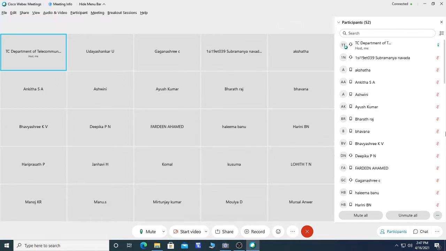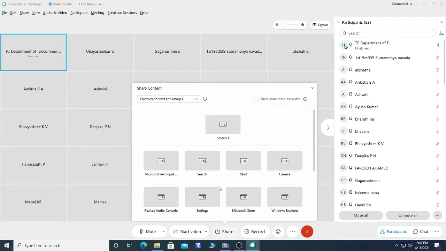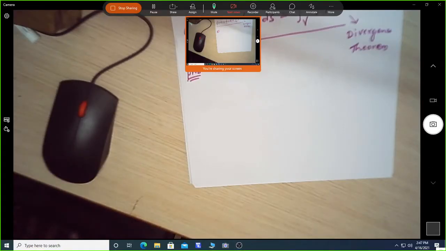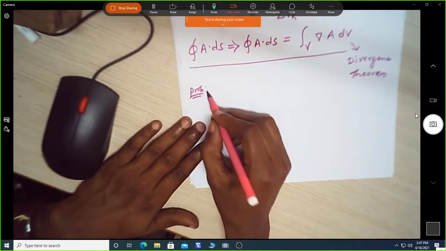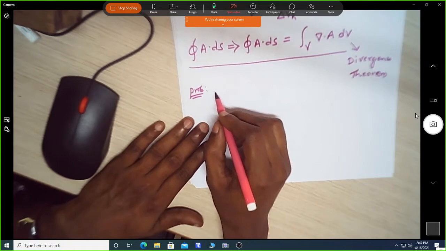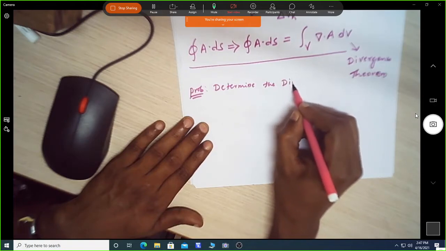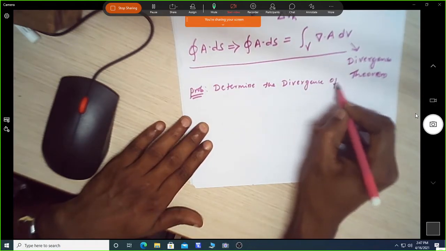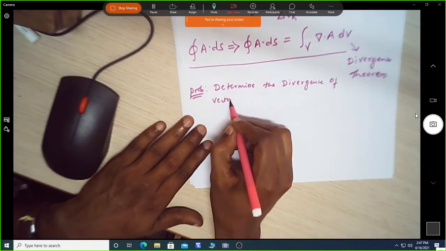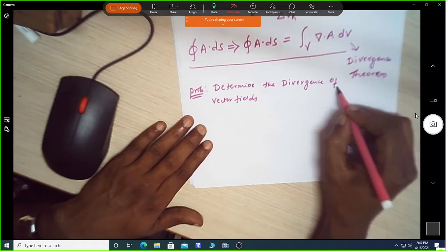Okay, so now we will calculate the divergence of some particular vectors. So now take this one. This is the problem: determine the divergence of the following vector fields.